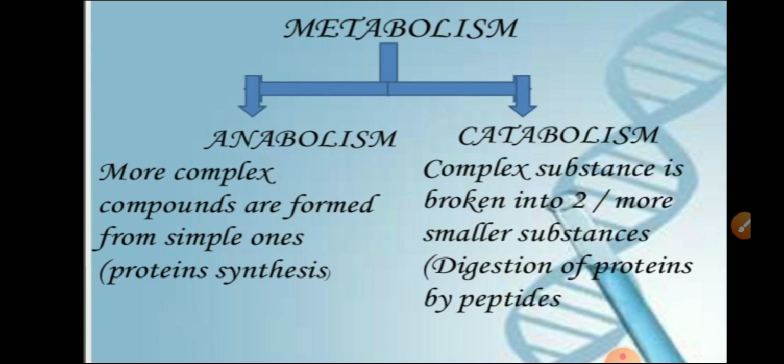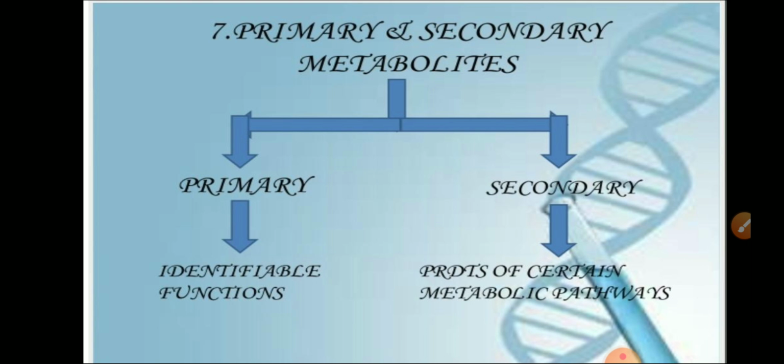These terms are related to organic molecules. When complex organic molecules are formed from simpler ones, like proteins formed from amino acids and polysaccharide molecules formed from simple sugars, these are termed as anabolism. The catabolism is a process of breaking down complex molecules into smaller substances. For example, the digestion of protein by the peptidase.